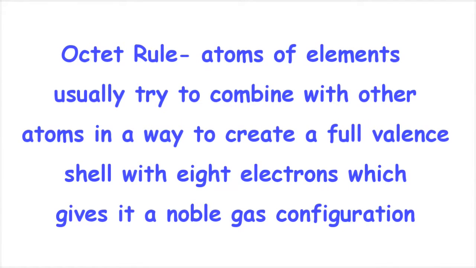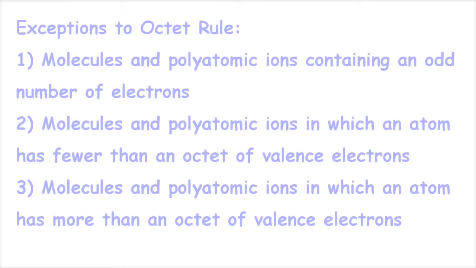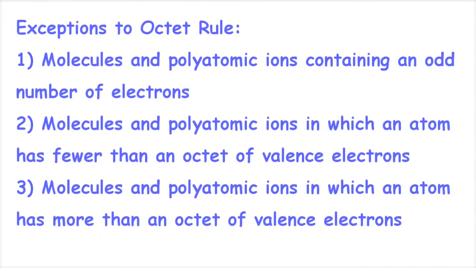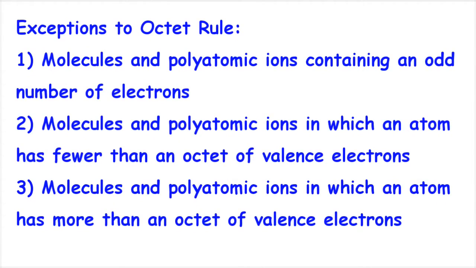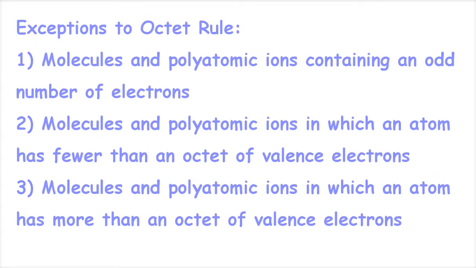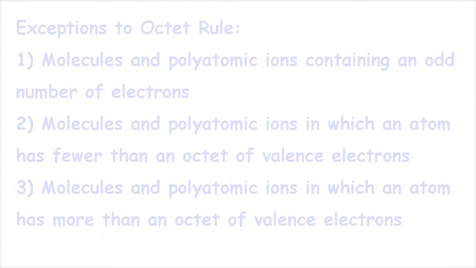Hopefully by now you have a clear understanding of the octet rule. However, that is not all there is to it. There are some exceptions. There are three main types of exceptions, which include: 1. Molecules and polyatomic ions containing an odd number of electrons. 2. Molecules and polyatomic ions in which an atom has fewer than an octet of valence electrons. And 3. Molecules and polyatomic ions in which an atom has more than an octet of valence electrons.